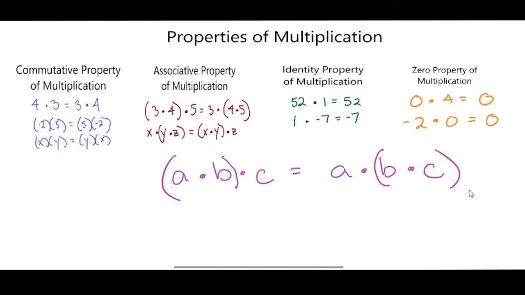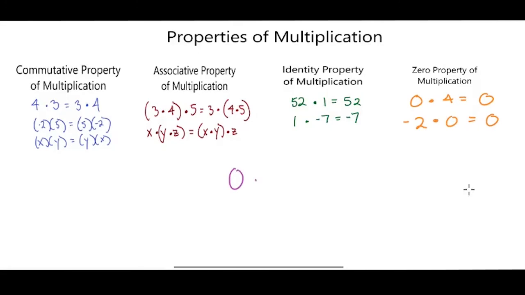All right, here I have (a times b) times c equals a times (b times c), and I'm using grouping symbols, parentheses, on both sides. So the order does not change. I'm only using grouping symbols. So that means that this is the associative property of multiplication.